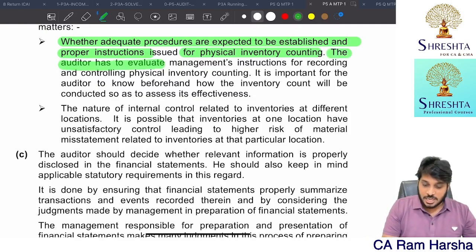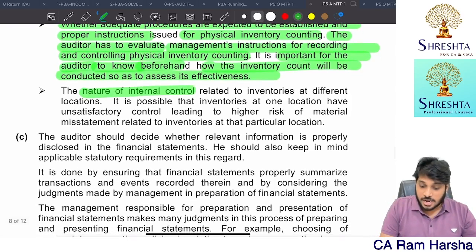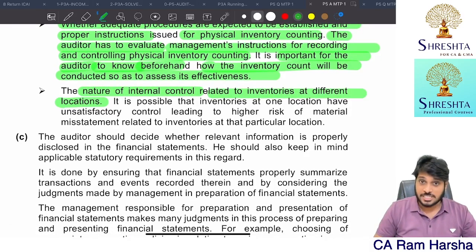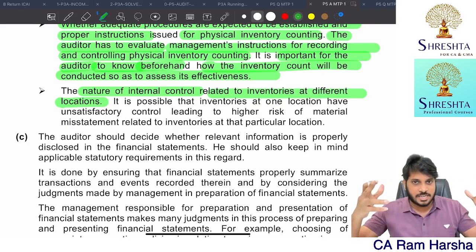So the auditor has to evaluate management's instructions for recording and controlling physical inventory counting. So it is important for the auditor to know beforehand how inventory count will be conducted so that the counting process is effective. And what are the controls related to inventories at different locations? Nature of internal controls that is there. The auditor has to observe this when planning attendance at inventory counting.